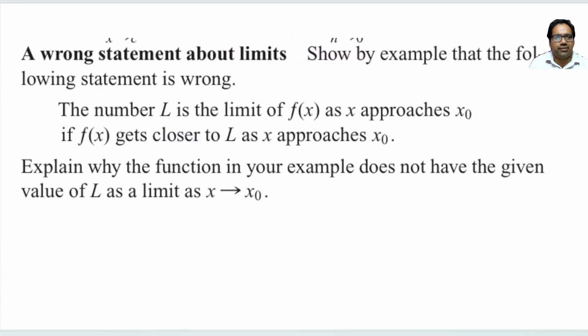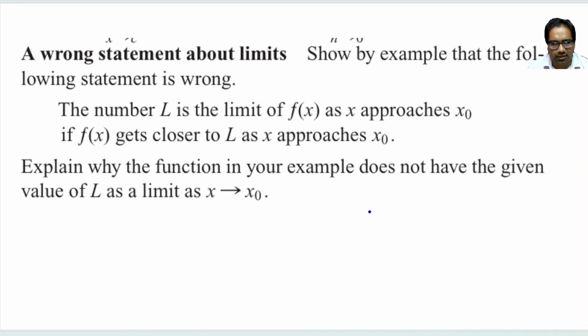Okay, let us take this example. Show by example that the statement is wrong: the number L is the limit of f of x as x approaches x naught if f of x gets closer to L as x approaches x naught. This seems correct, right? The statement seems normal. L is the limit as x approaches x naught if f of x gets closer to L. But the important thing is we have to be very precise.